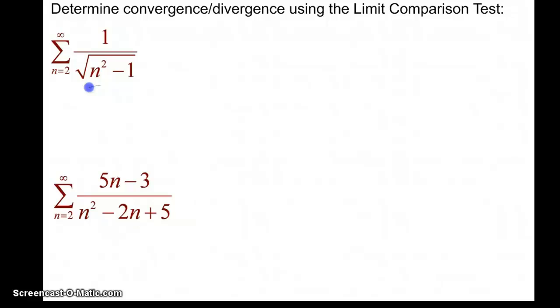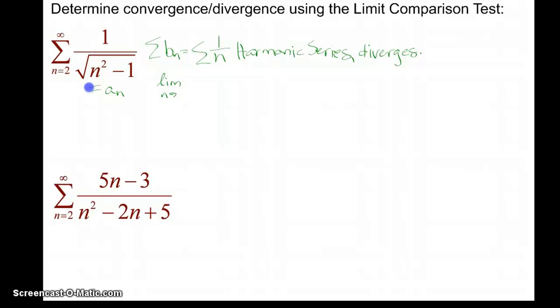If we call this A sub n, and we go on the hunt for a B sub n, then I would say, and hopefully you can see that, for large n, this is acting like 1 over the square root of n squared, because the minus 1 is not playing a role. And the square root of n squared would act like 1 over n. All I have to do is identify it as the harmonic series and state that I know it diverges. And then put these A sub n and B sub n series in a limit.